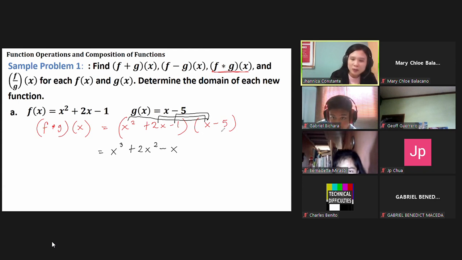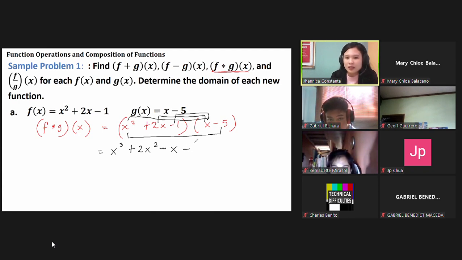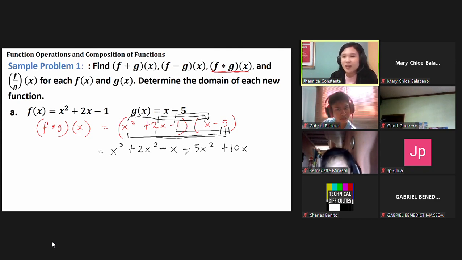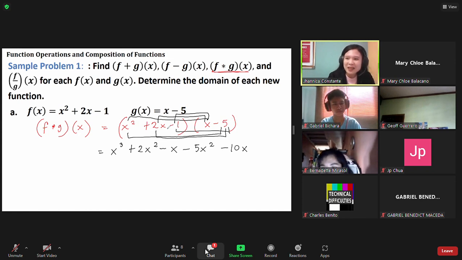Then multiply the negative 5, the same way, with each term in the parentheses. So negative 5 times x squared is equal to negative 5x squared. Negative 5 times positive 2x is equal to negative 10x. Negative 5 times negative 1 is equal to positive 5.